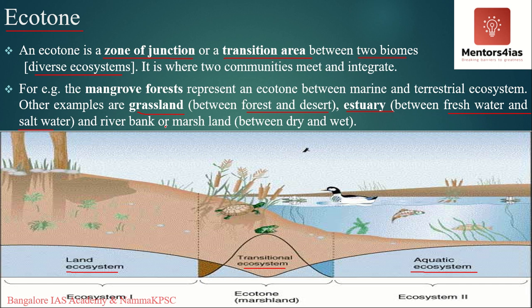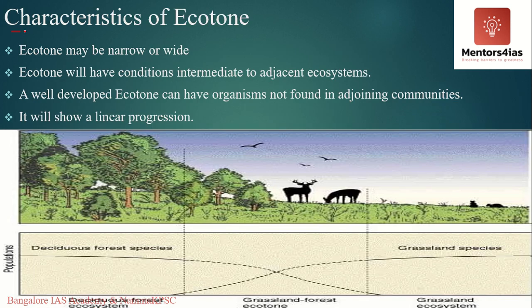If this is understood, there are certain other characteristic features of an ecotone. Now this is very important. I want you to please pay attention and understand and also remember the different characteristic features of an ecotone. So the first feature of an ecotone is that the ecotone may be very narrow or it may be very wide. Now when I say that the ecotone may be narrow or wide, it is with respect to the area or with respect to the size itself.